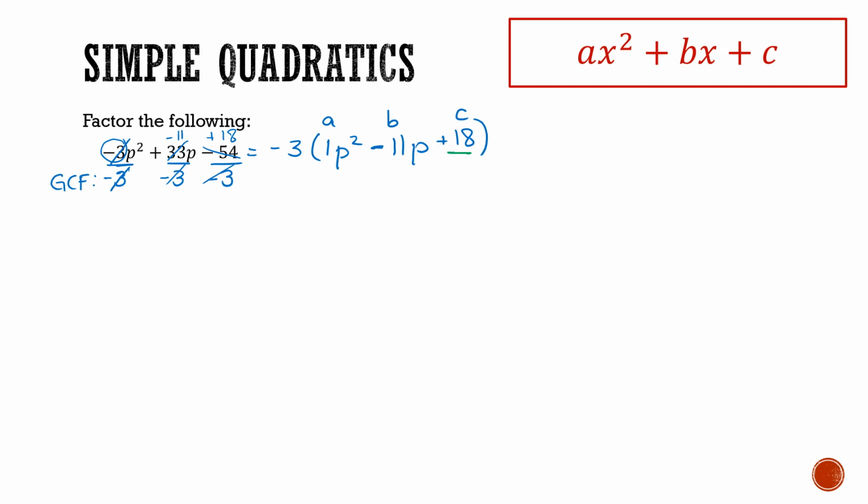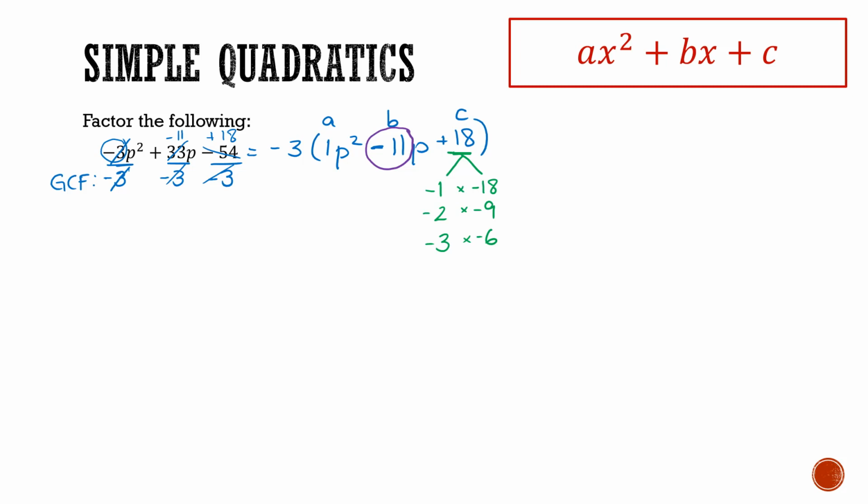Let's take this positive 18 and determine its factors. I know that 1 times 18 gives me 18, 2 times 9 gives me 18, and 3 times 6 gives me 18. But none of these pairs will total up to negative 11, as they are all positive values. So let's try giving all of these negative signs, because negative 1 times negative 18 gives me 18, negative 2 times negative 9 gives me 18, and negative 3 times negative 6 gives me 18.